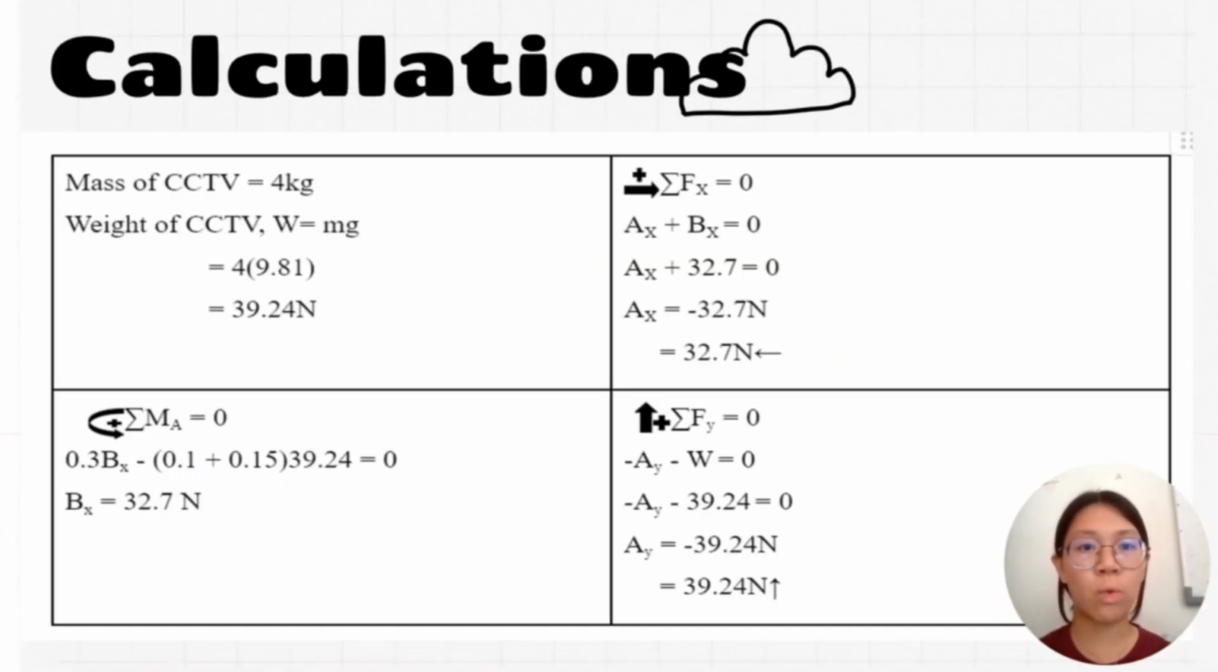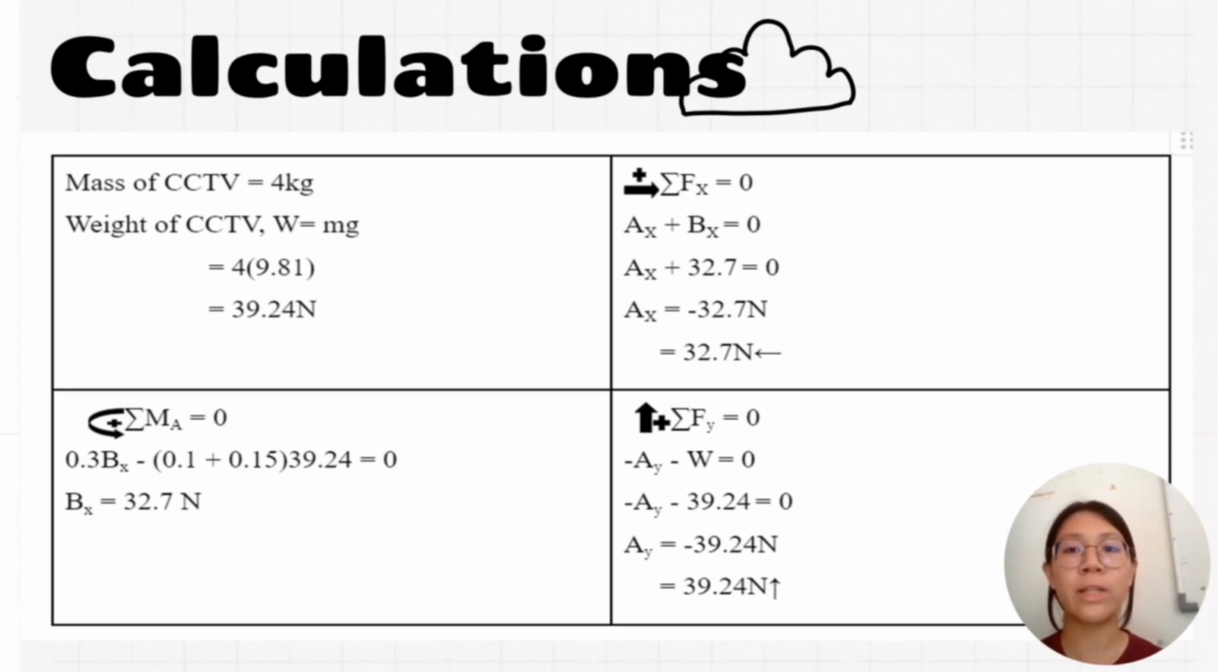First, we calculate the weight of the CCTV by using its mass, which is 4 kg, times gravity, which is 9.81, so we get the weight of the CCTV as 39.24 Newton. Then we find BX by using the moment equation at point A. So the moment at point A is equal to 0. So 0.3 BX minus (0.1 plus 0.15) times 39.24 equals 0. From here, we get BX as 32.7 Newton.